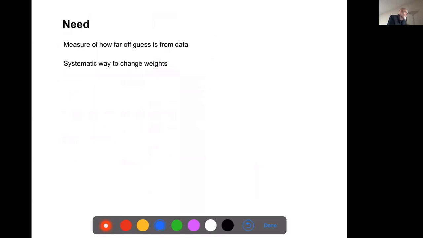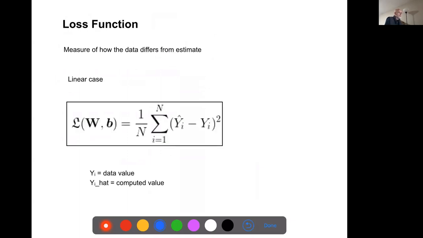And so to do this, we need to know how far off we are and some way of changing the weights rather than bouncing around like I did. So we want a loss. We need terminology to make sure that no one outside of computer science knows what we're doing. It's also called a loss function.